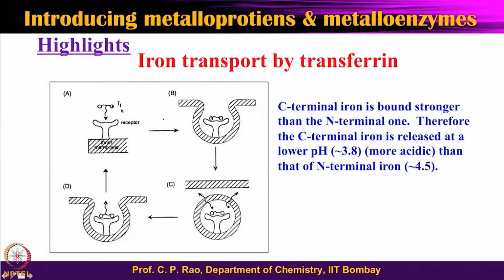So, the receptor sites of the cell membrane will receive the transferrin, which is bound with the iron ions, and will basically make a vesicle and engulf it inside. Once it is engulfed inside, as the pH changes, the iron ions are released. Initially the N terminal iron is released at a slightly higher pH such as 4.5, and at a lower pH, around 3.8, the C terminal iron is released, and this is how the iron transport in fact takes place.